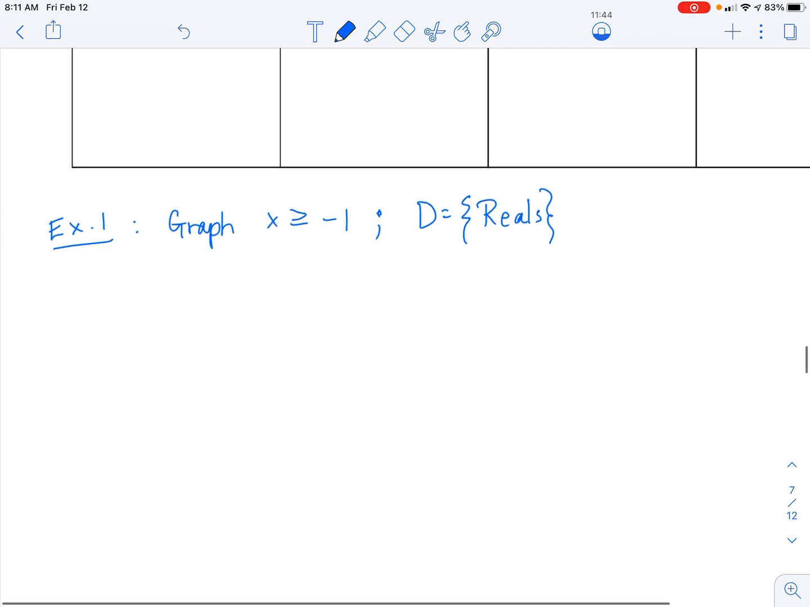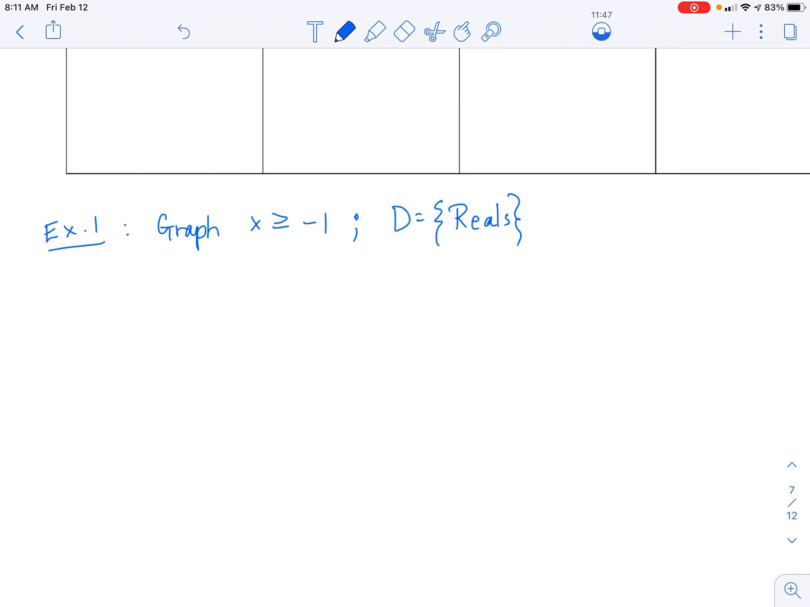All right, so we're going to graph x is greater than or equal to -1, and the domain is restricted to all real numbers. So put your number line here. I'm going to go ahead and start down at -3. We'll start there.